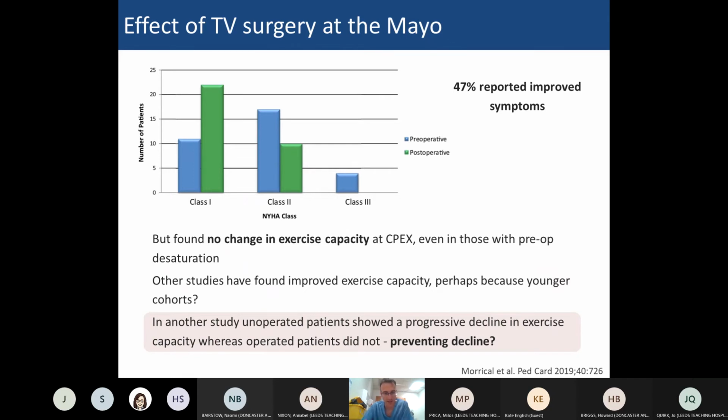And then in another study, unoperated patients show a progressive decline in exercise capacity, as you kind of expect, really, over time, whereas operated patients didn't. So even if you're not improving patient symptoms when you do tricuspid valve surgery, I suppose there potentially is an argument to say that you might be preventing a further decline or keeping people at least at a similar level.